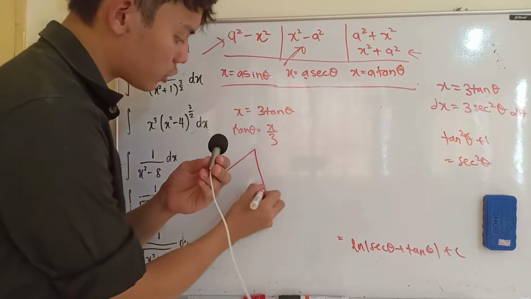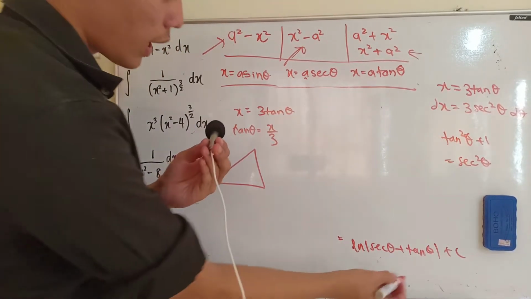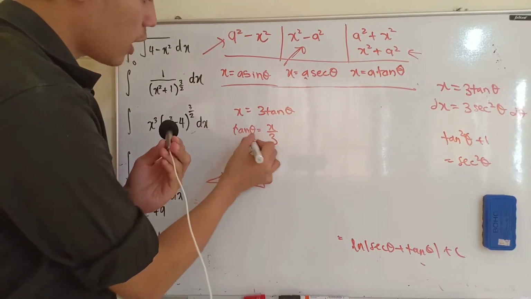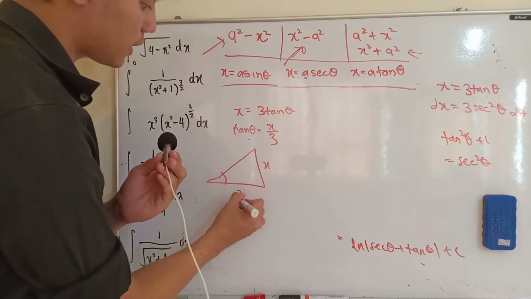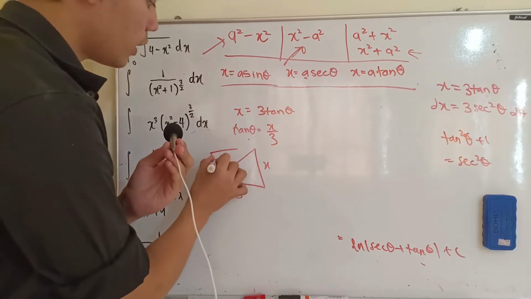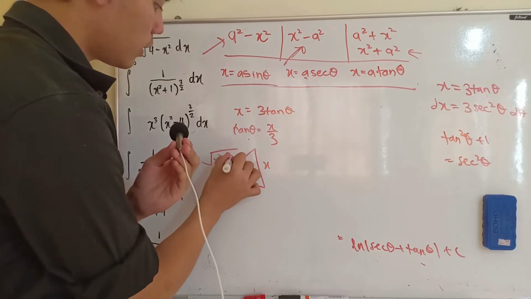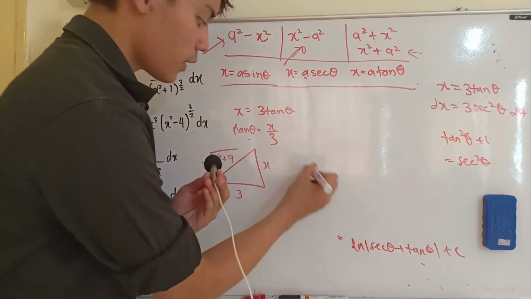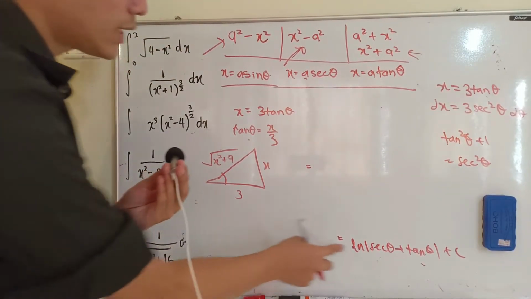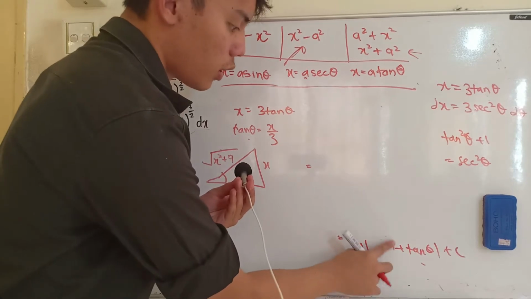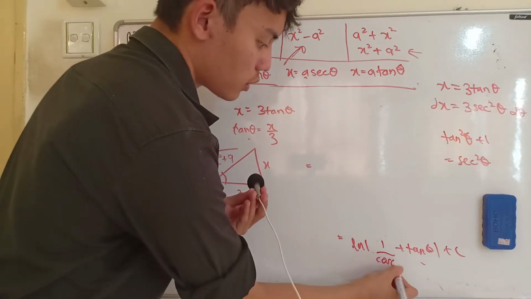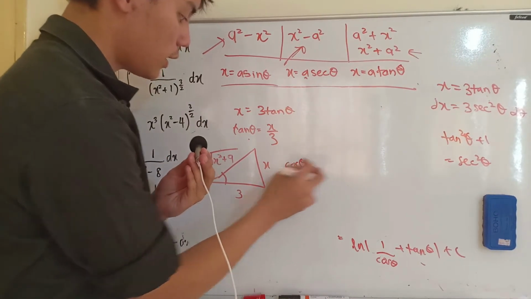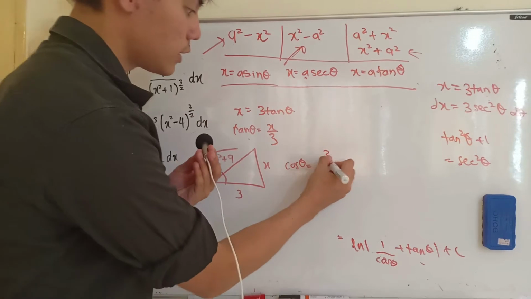Okay, so we make a triangle. Now we have tangent already, but we want only secant. Our tangent is opposite over adjacent. So our hypotenuse is going to be the square root of s square plus 3 square, which is 9. Okay, so we just substitute it back. We need to find our secant. Secant is actually 1 over cos theta, so we need to find our cos. Our cos theta is equal to adjacent over hypotenuse.